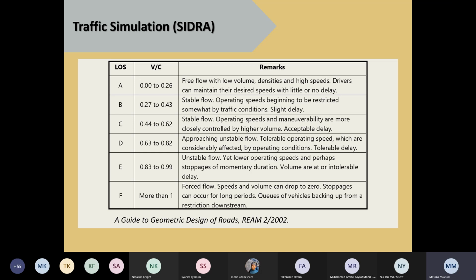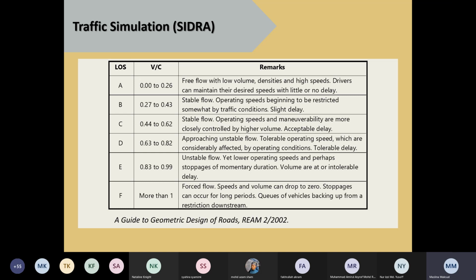So as you can see in this table, LOS A indicates the junction is in free flow with low volume, and LOS B is a stable flow with slight delay. And LOS C is also considered as a stable flow with acceptable delay. So that's why, in practice, at LOS C we still consider it as an acceptable delay. But when we start with LOS D, it starts approaching the unstable flow, but still with a tolerable delay.